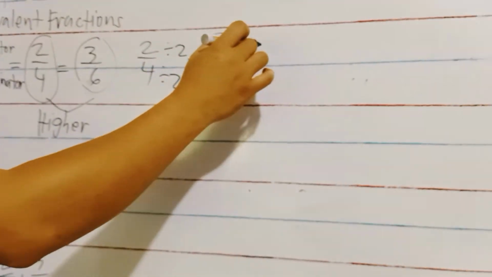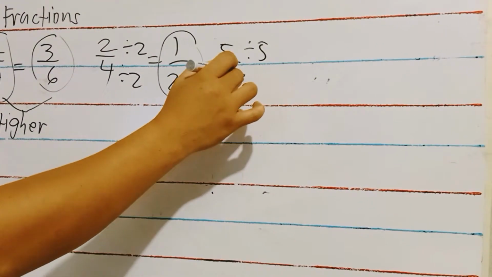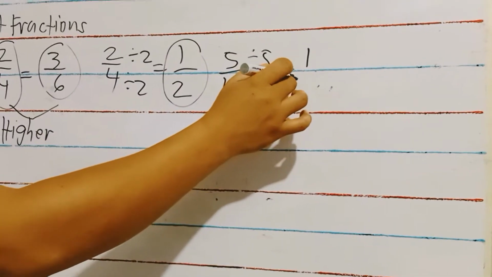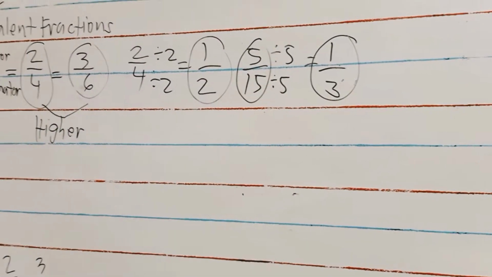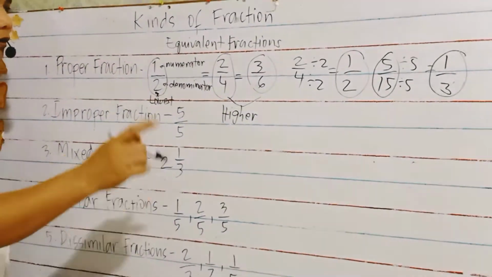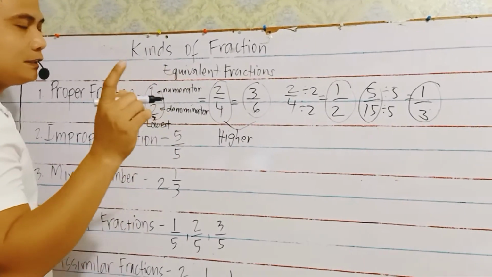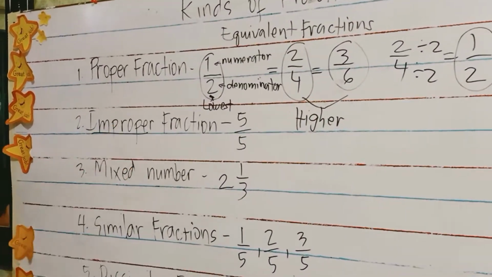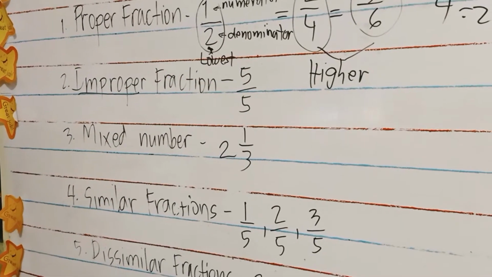Another example, 5/15. Common ng 5 and 15 is 5, so divided by 5. 5 divided by 5 is 1. 15 divided by 5 is 3. So ito ang lowest term, ito yung higher term. Okay? So tandaan niyo, sa paglo-lowest term laging tatandaan lang natin yung kanilang GCF.